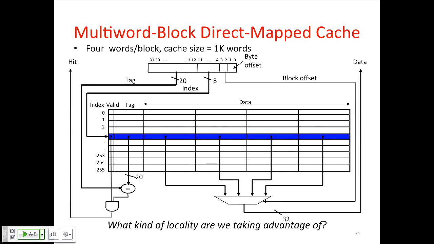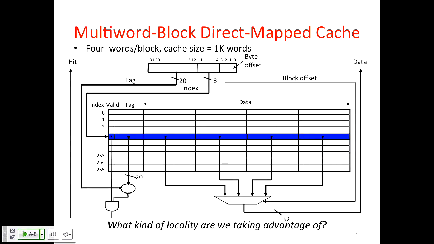So what kind of locality does this take advantage of? Spatial, right? Spatial locality. Notice that in this cache, if I make a request for this word here, and it's not actually present in the cache, there's a cache miss. When I go to main memory, I don't just bring in this word, I bring in all 4 words. So I go get all of them at once.